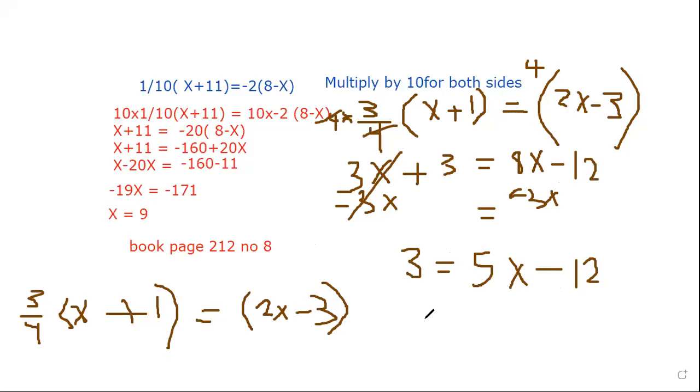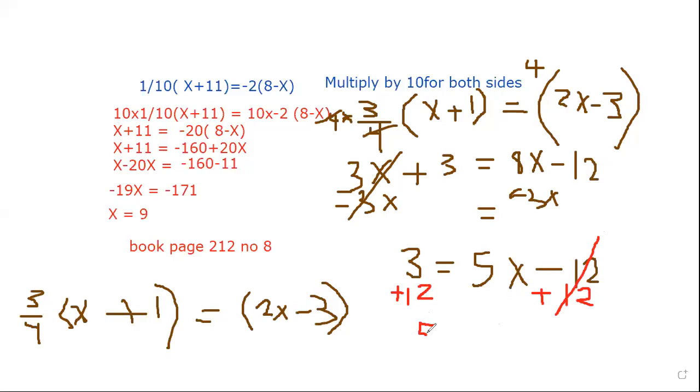Okay, what is the next step? You have negative 12, right? It will be 3 plus 12 equals 5x. Yes, which means you transfer negative 12 to the opposite side with a different sign. Or we can say we will add the additive inverse of negative 12 to both sides, so we add positive 12, then cancel 12 with negative 12.